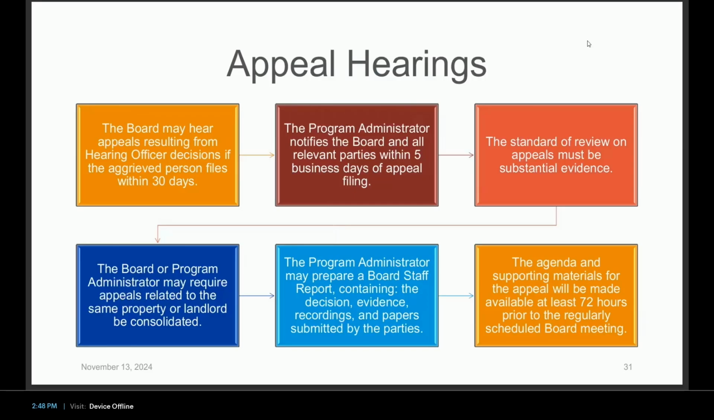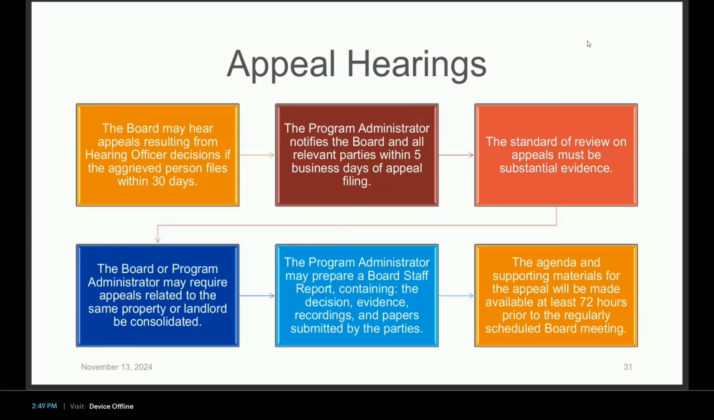And the standard of review is that they have to be based on substantial evidence. So the program administrator is going to be reviewing the appeal to make sure that it meets the threshold that they consider to be substantial to have that appeal heard. So you're going to focus on whether the original decision by the hearing officer was supported by enough credible evidence.